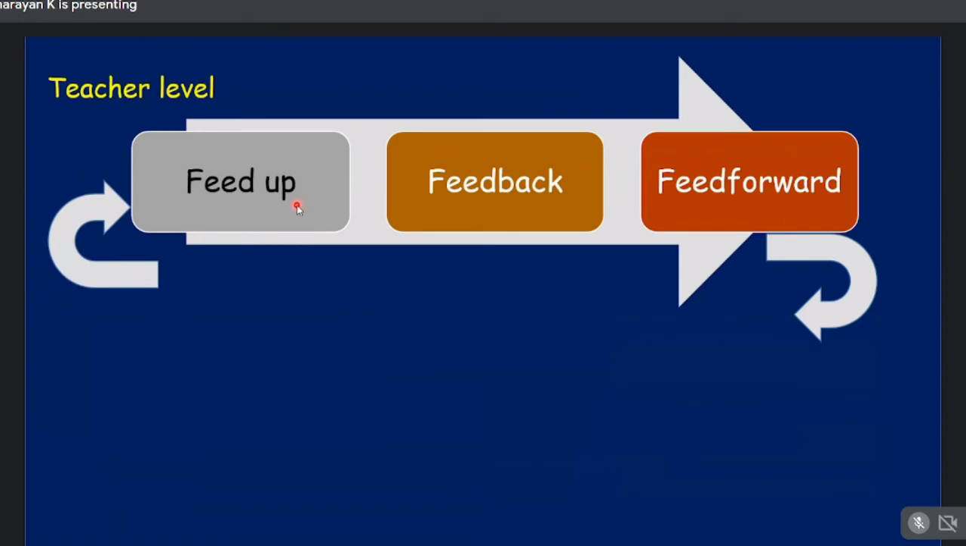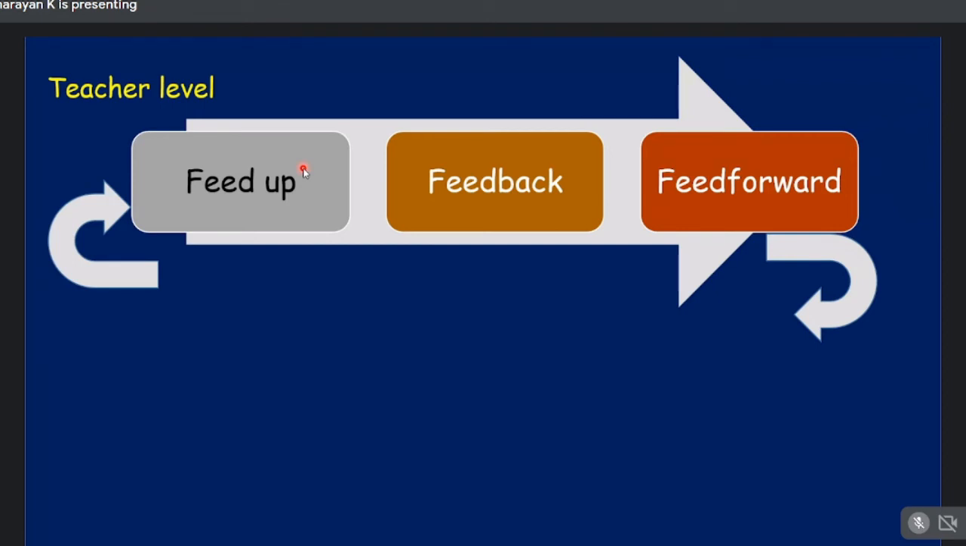From the teacher level, feedback has got 3 components: feed up, feedback, and feed forward. We are very good in giving feedback. We give instructions, but remember, we often give instructions only once. Please remember, students will hear instructions, but when you give them one time, things will not register. When you hear something once, it may not register. You may need to repeat. You may need to reinforce. Repetition is very important when you give instructions.